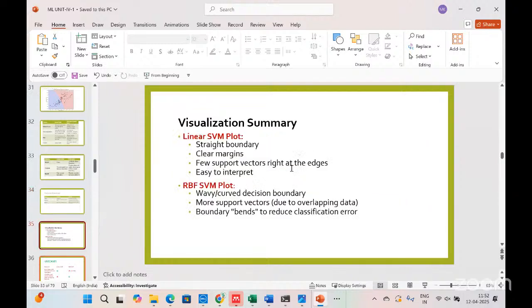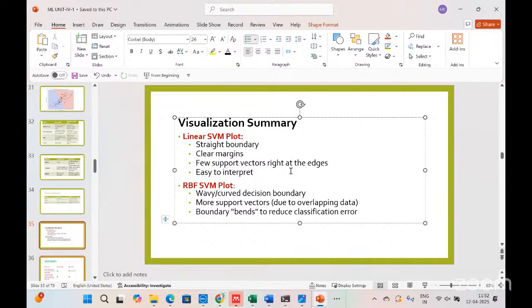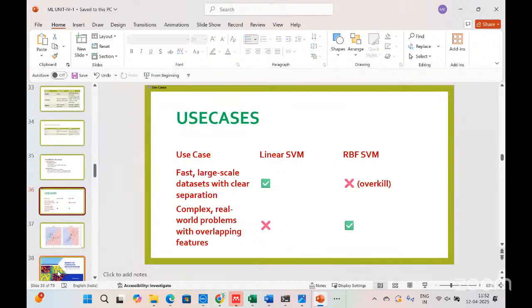Write down this. Write down the use cases. Write only use cases. Use cases in a single line. Linear SVM is used for fast, large scale data sets with clear separation. Is it right? For clear separation, we are going to use linear SVM.